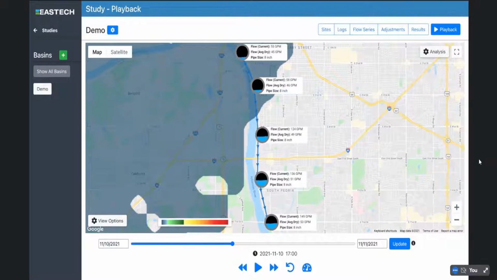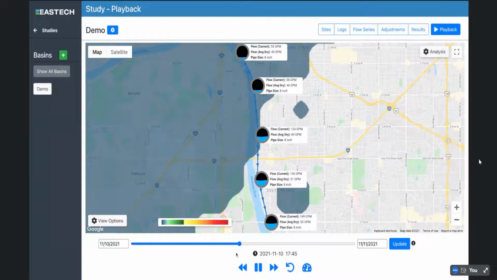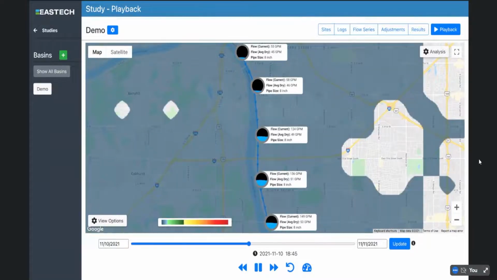So here we're going to look at playback, which allows us to view all of our sites on a map and see how the flow is changing in relation to weather events. We can see overlaid on the map the rain accumulation that is happening at a specific time, and then we can see at a granular level each of our sites where an iTracker is installed. We can see how that affects the flow. So if we play this and start this, we can see this rain moving in.